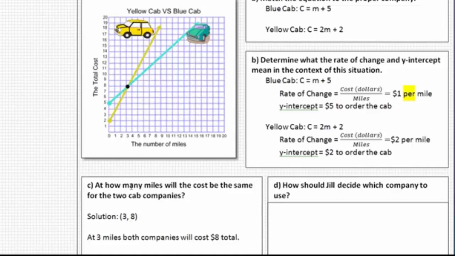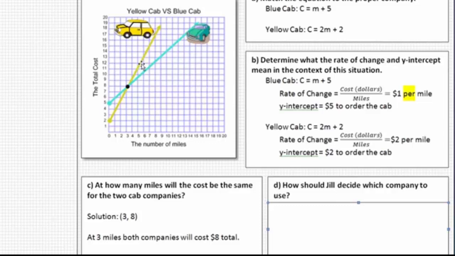And so if we interpret that in the context of this problem, x is miles, so it looks like at 3 miles, the 8, which is our cost, both companies will cost $8 total. Lastly, we want to decide how should Jill decide which company to use. So this is that last step in really further analyzing this graph to make sure that we're answering the questions and that we can be as detailed as possible in our answers.